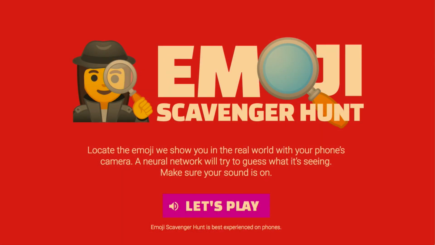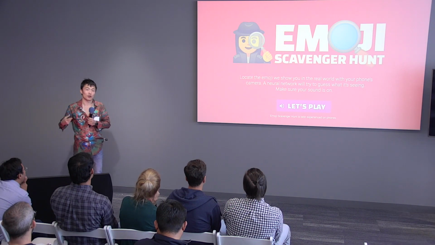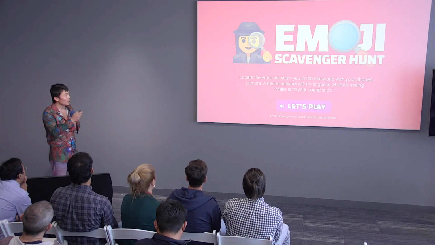There's a game called Emoji Scavenger Hunt. You can play with it. You can just search for it on Google. It's also from the Google team. You can open it on your iPhone, and it will show you an emoji. After that, you have to use your camera to find something similar to the emoji. If you successfully find it, you get 1 point. If you fail, you just fail the game. So it's very convenient.